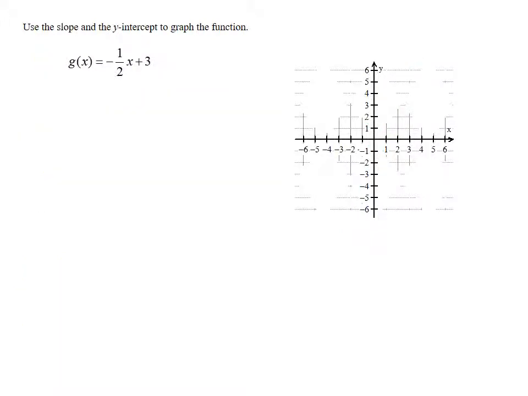Here's another example, g of x equals negative 1/2 x plus 3. Again, this is a linear equation. It is written in slope-intercept form. So let's match up the slope and the y-intercept. The slope, which is the number that multiplies x, is negative 1/2. And the b is 3, so that means we have a y-intercept at 0, 3.